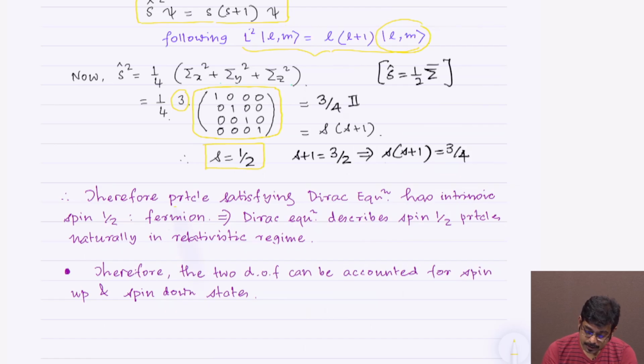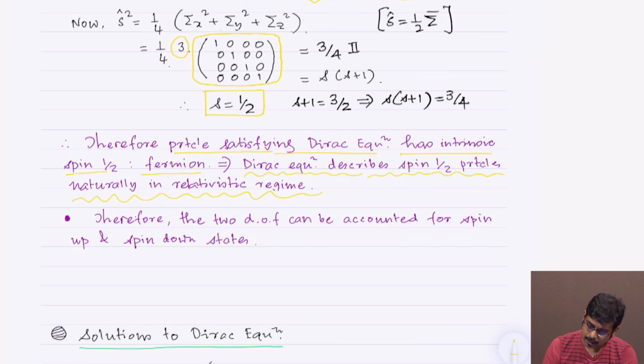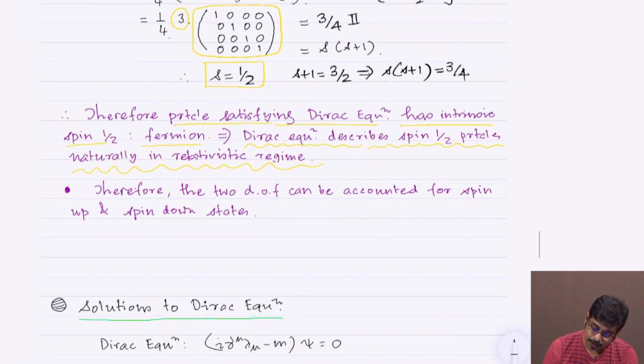So, the particles which satisfy the Dirac equation have intrinsic spin half, or rather they are fermions, or in other words we can say that the Dirac equation describes spin half particles naturally in the relativistic regime. Therefore, the 2 degrees of freedom can be accounted for by spin up and spin down states. We have already encountered spin half objects before, and we know that when we take the projections, the spin can be spin up or spin down.